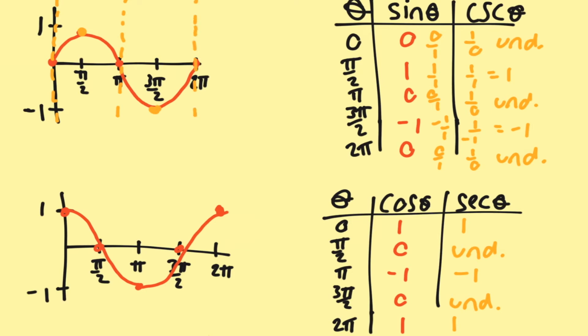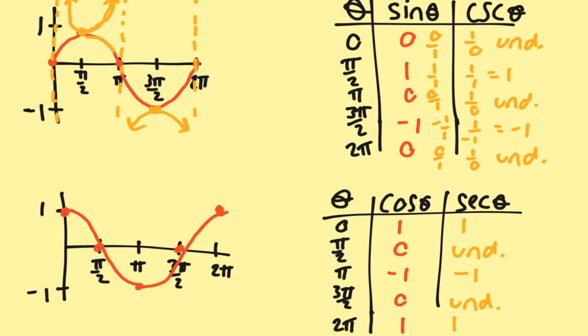If we were to plot more points in between those points, we would see that it actually goes like this. So as the sine is increasing, the cosecant is decreasing, and as the sine is decreasing, the cosecant is increasing. That's going to be the same with cosine.